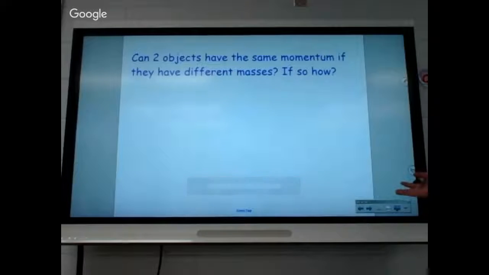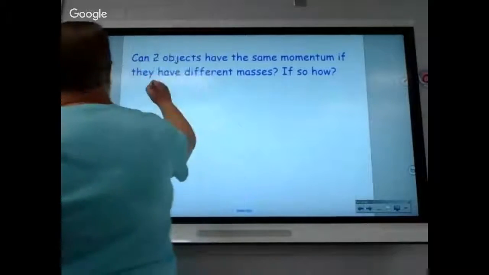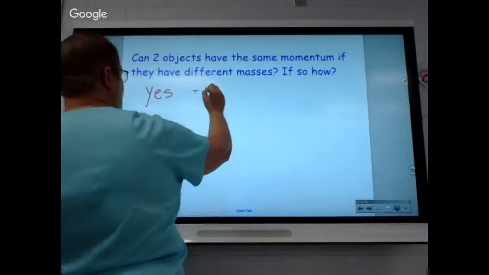Now, can two objects have the same momentum if they have different masses? Jameer said speed, and he's got the right answer. The answer is yes.